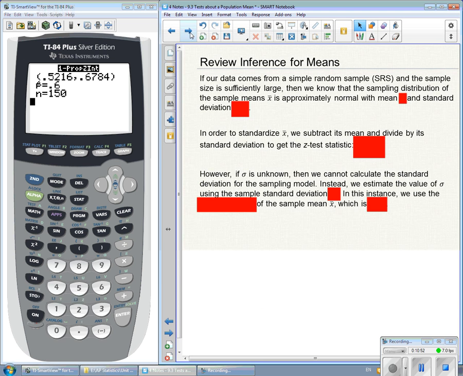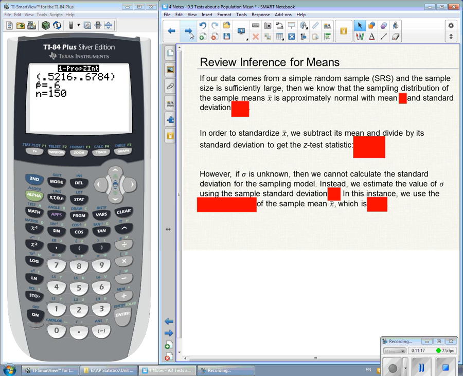The next thing I'd like to do is just review inference for means. When we talk about sampling distributions of means, remember there's two different distributions that we use. We can use a normal distribution when the standard deviation of the population is known, but when it's not known, we can't use a normal distribution anymore, and we have to rely on our t distribution, which is defined by the degrees of freedom.